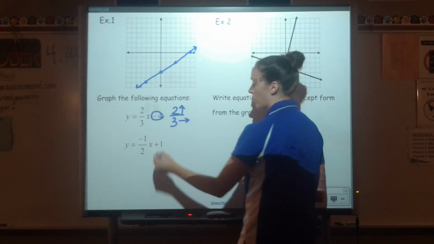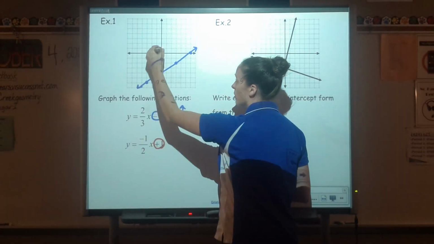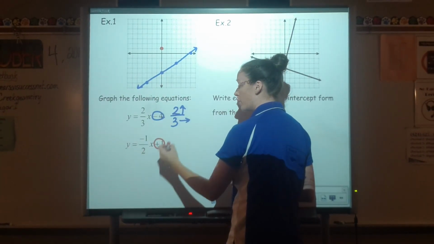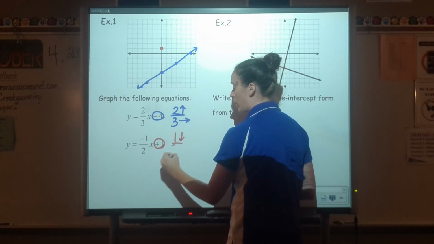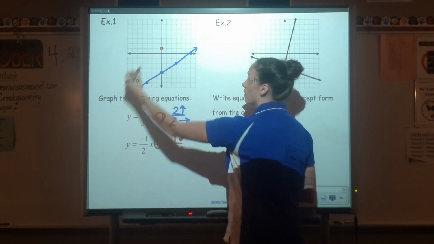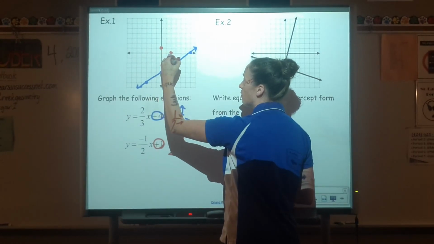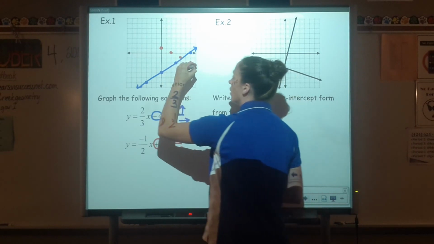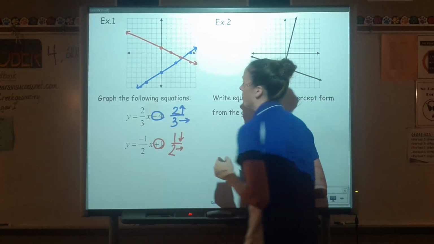The second equation, same process. Plot your y-intercept first, positive 1. The slope here, negative 1, tells us 1 down, positive 2 in the denominator, 2 to the right. From your point, 1 down, 2 right. 1 down, 2 right. And again, 1 down, 2 right. Go ahead and connect those dots, extend to the edge of your graph.